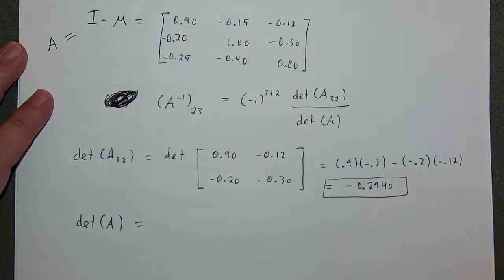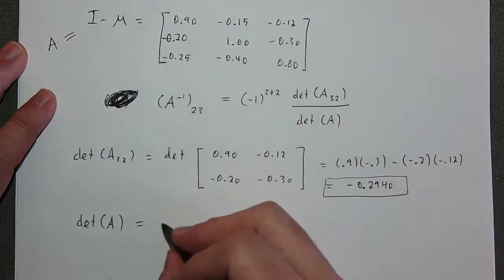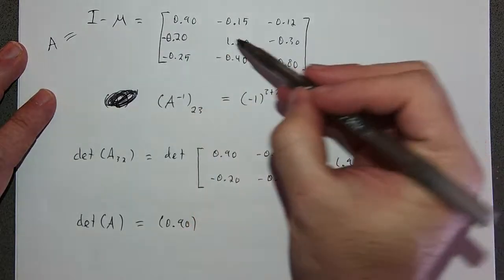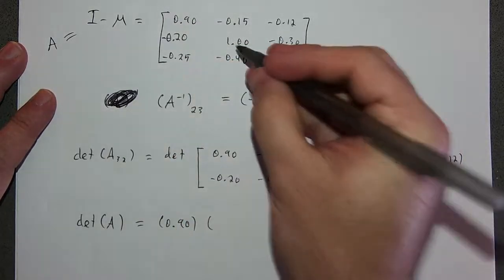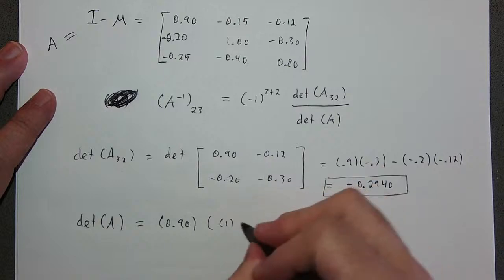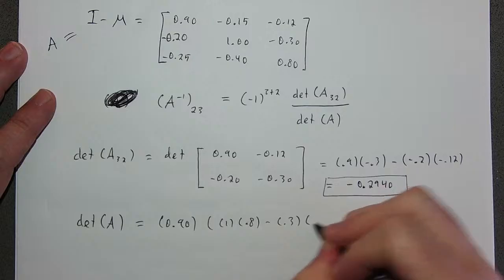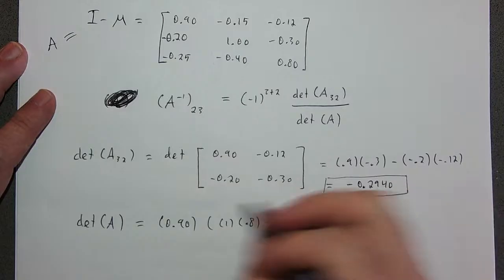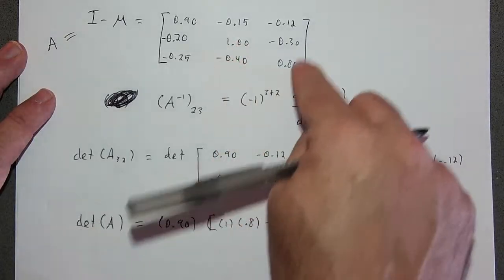There's no zeros or anything, so I don't have to choose going down another row. I'm just going to go across the top row here. So this would be 0.90 times the determinant of the 2 by 2 submatrix, deleting the first row, first column. So this would be 1 times 0.8 minus 0.3 times minus 0.3 and minus 0.4. Maybe I'll put brackets here to indicate this is the determinant of this 2 by 2 submatrix here.